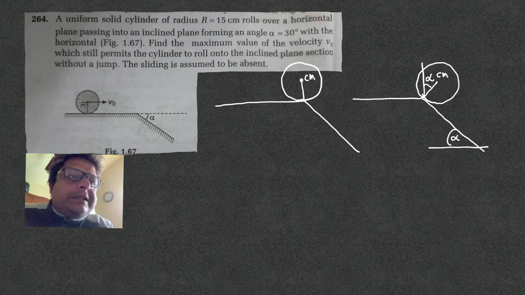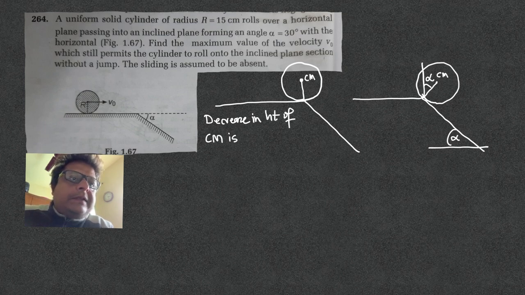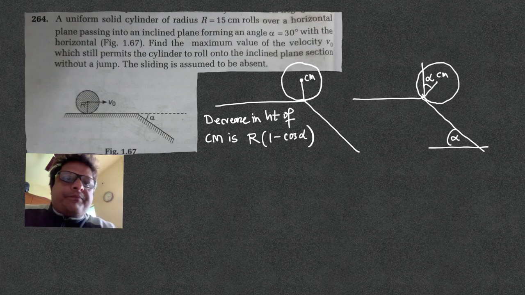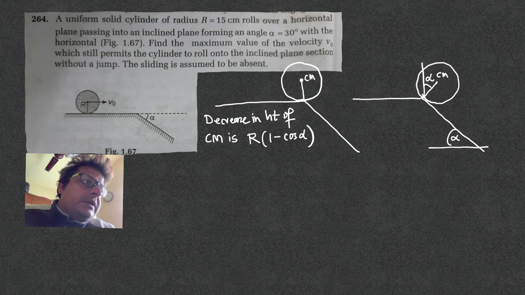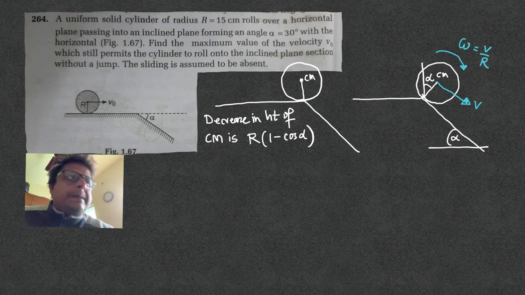So the decrease in height. So what is the decrease in height? Decrease in height of center of mass is r times 1 minus cos alpha. Yeah, so r times 1 minus cos alpha. Now let, when it just rolls on this incline, let the velocity be v. So the angular velocity omega is equal to v by r, radius r of this ring.